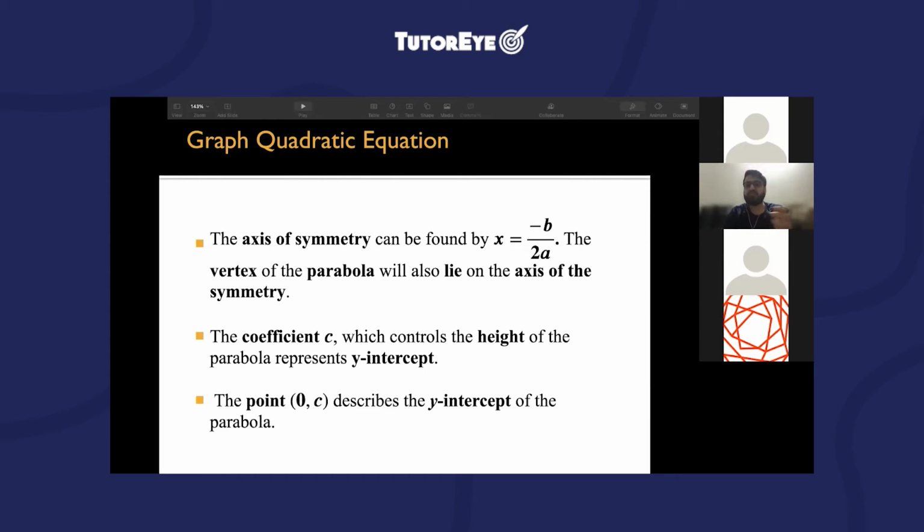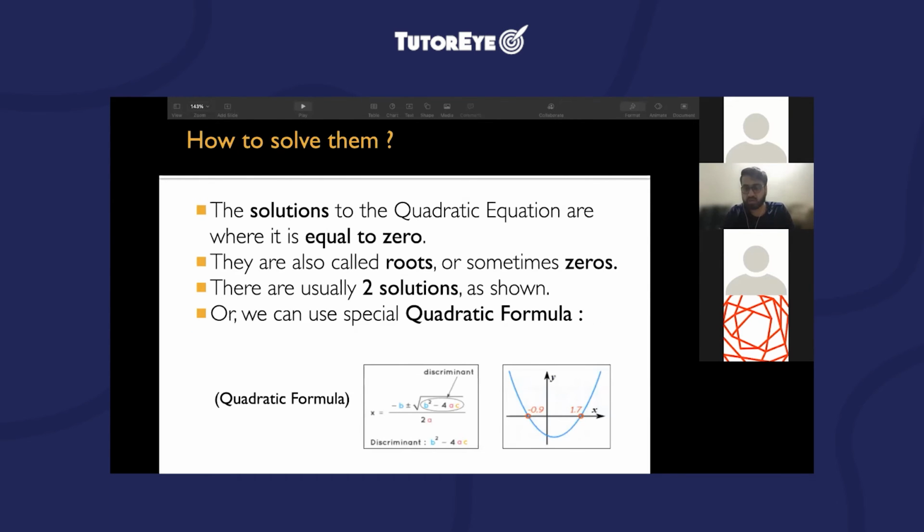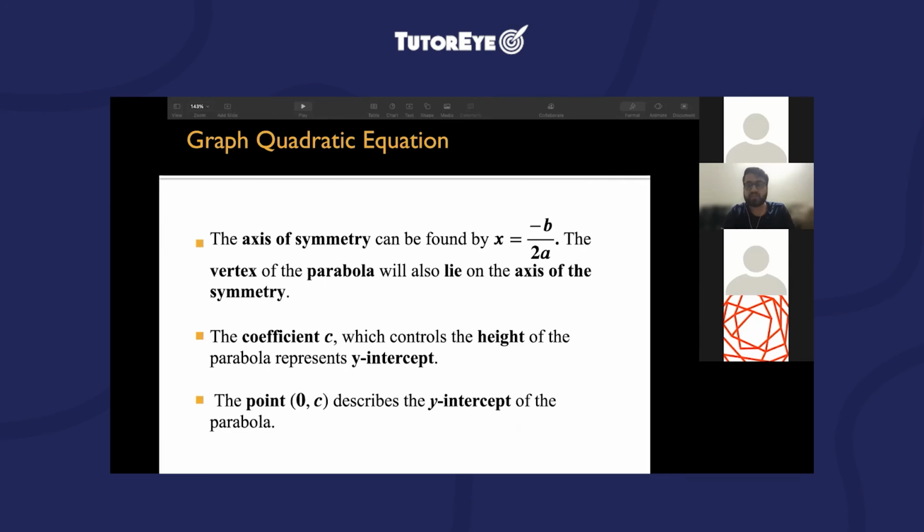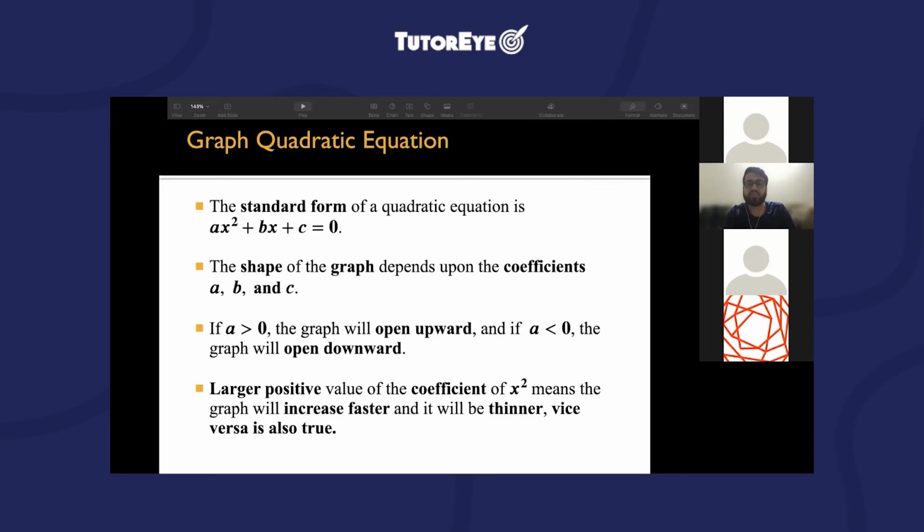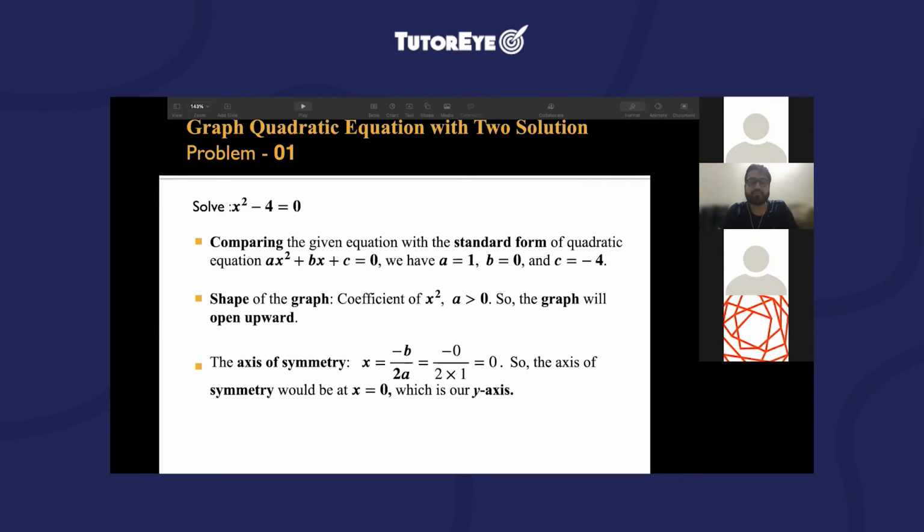And if we have to find the y-intercept, which we can see in the next figures, the point for that will be 0 comma c. It means when the value of x equals 0, the value of y will be equal to c, and that will be the y-intercept. c is nothing but the coefficient in ax square plus bx plus c equals 0, right?